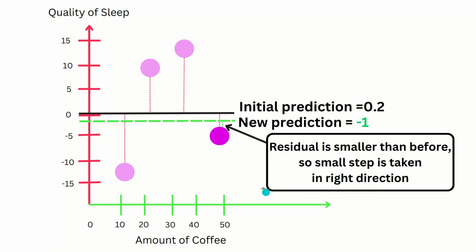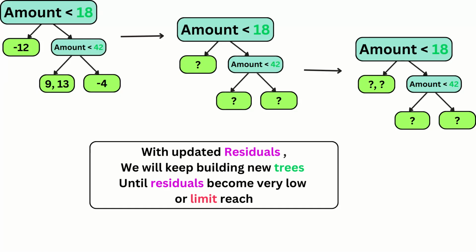So when plotting new residue, we can see it is smaller than before, so we are in right direction. New prediction is closer to the observation. With updated residuals, we continue constructing new trees until the residue becomes significantly small, or we reach the specified iteration. This iteration process enhances the predictive power of XGBoost.